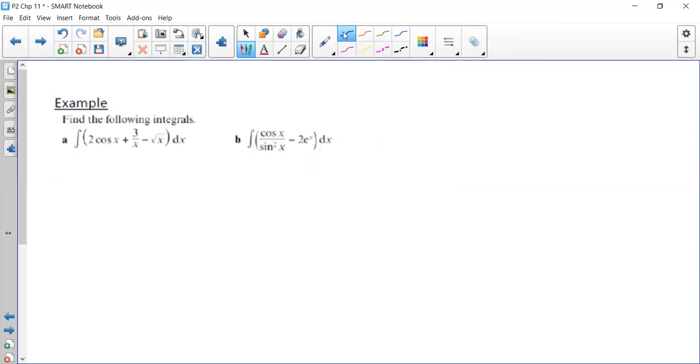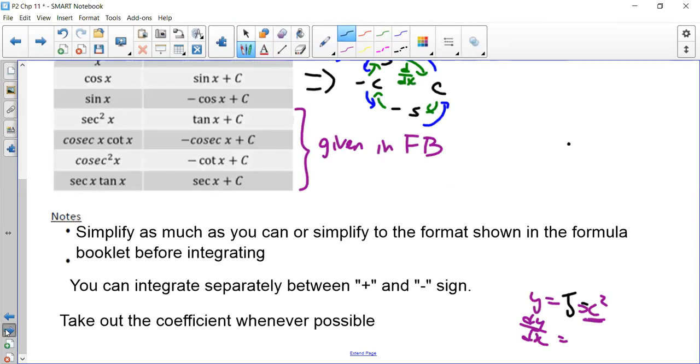Right, let's have a look. Example. Find the following integrals. Question A. For question A, I am going to write it out in as small steps as possible. Obviously, when you get used to it, you don't have to write this many little steps. But I thought it would be a good one to start off, just to show you what I mean by these three bullet points.